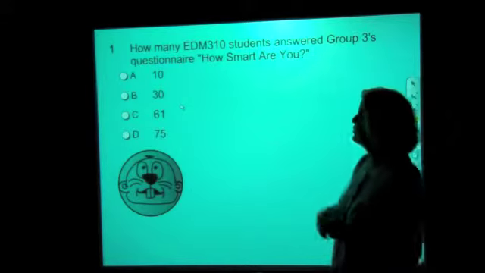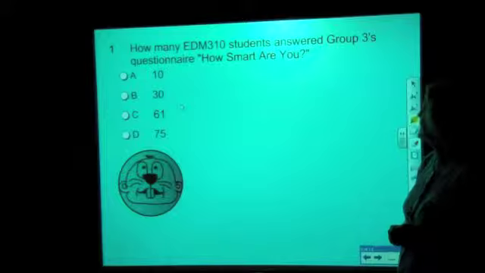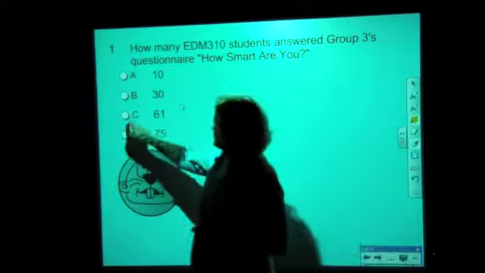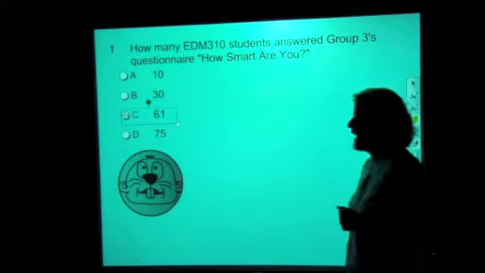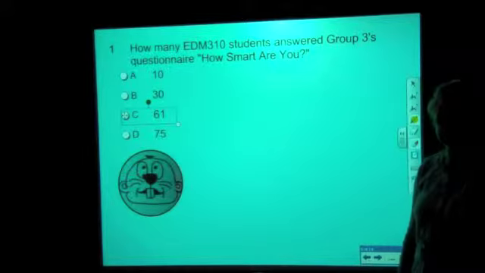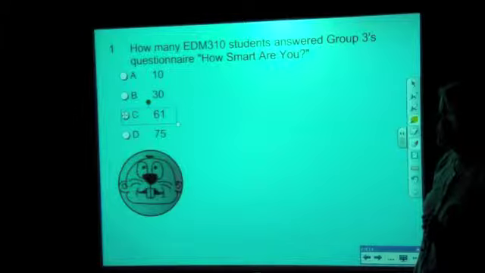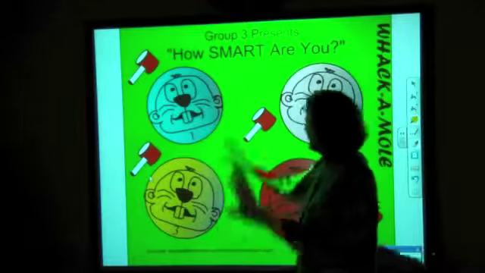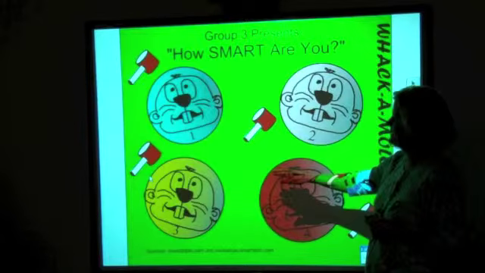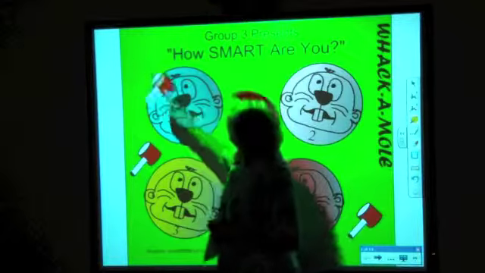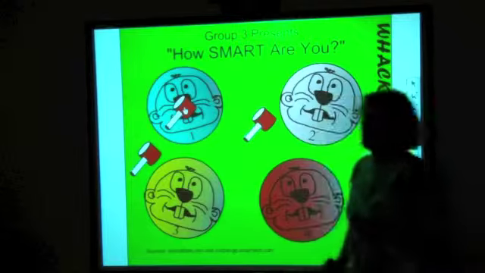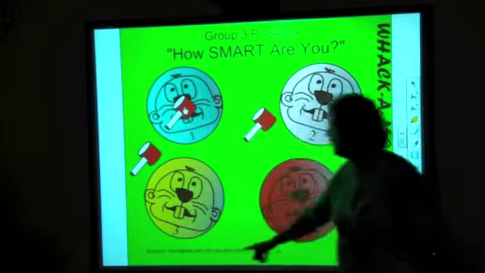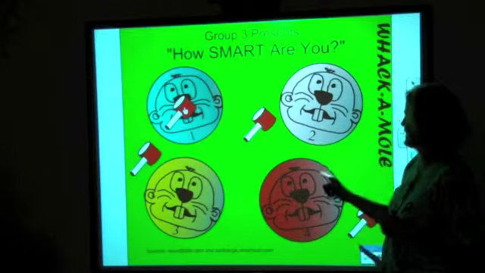So our question was, how many EDM 310 students answered Group 3's questionnaire, How Smart Are You? As I mentioned earlier, 61, almost half of our class. We very much appreciate that you answered our questionnaire, and so the answer would be C. It takes it back to the original test page, and just for fun, they can whack the mole. That's the sound that we dropped in from soundbible.com. It's very easy to insert a sound.